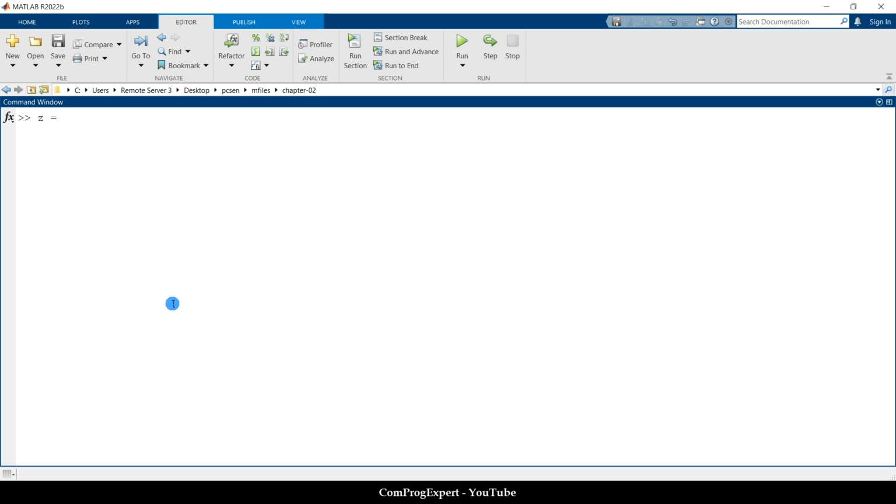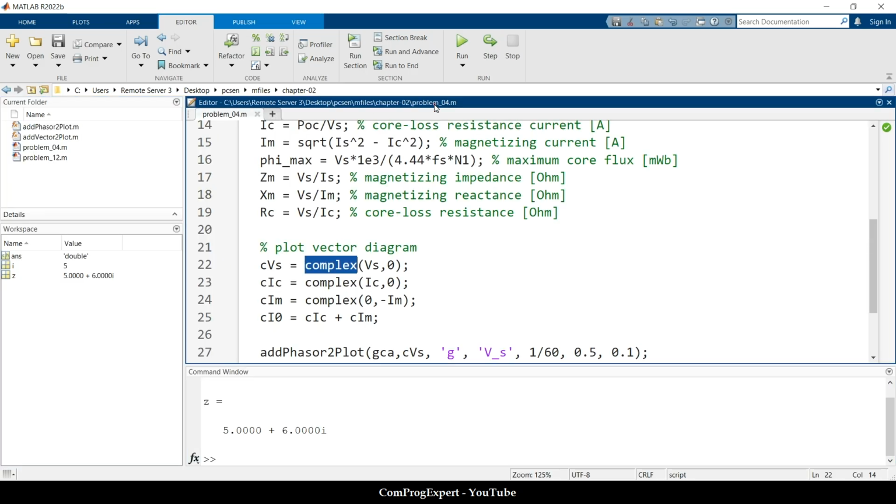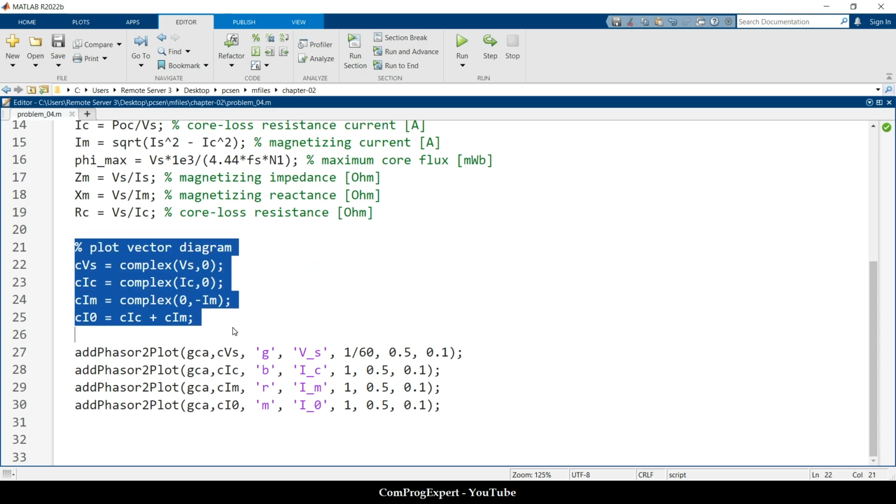So we can define a complex number like this. And what is the class of z? This is a double variable. We have a complex number, and the real and imaginary parts are double. Also, you can define a complex number using this function: complex, real part, and imaginary part. This is another way to define complex numbers in MATLAB. So I defined these complex numbers.